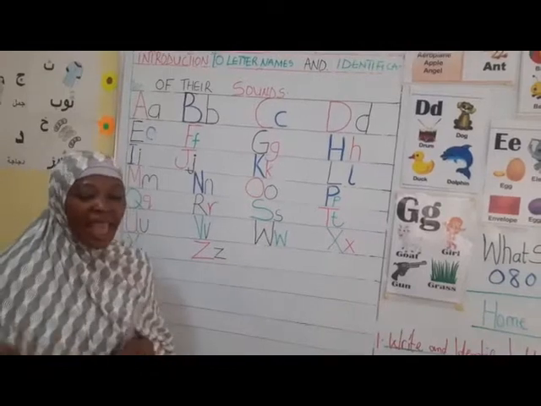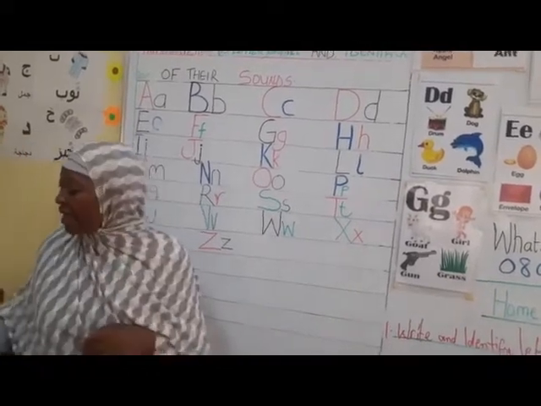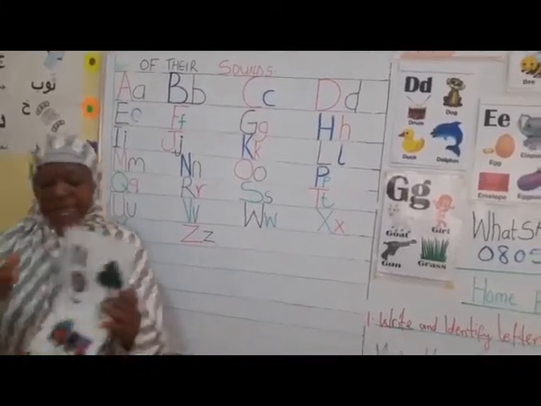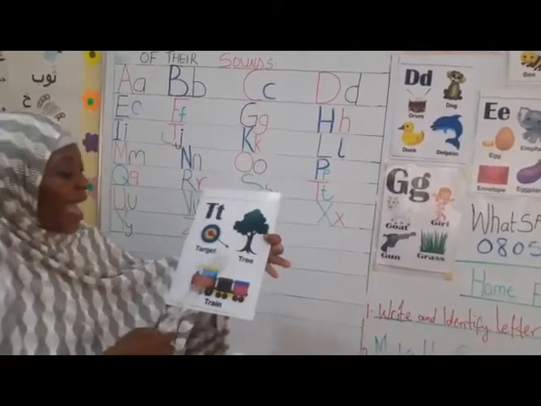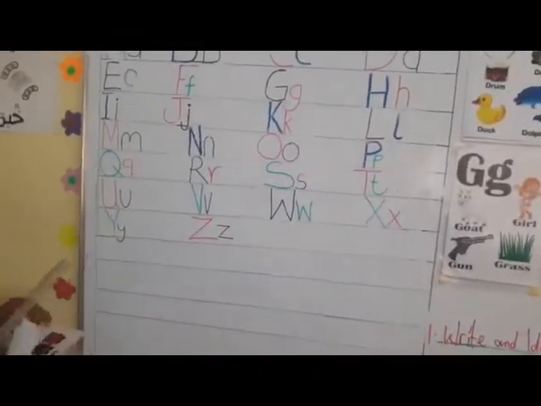As in table. As in tennis. As in tree, as in target, as in train. Good. Mashallah. Let's go to the next letter.